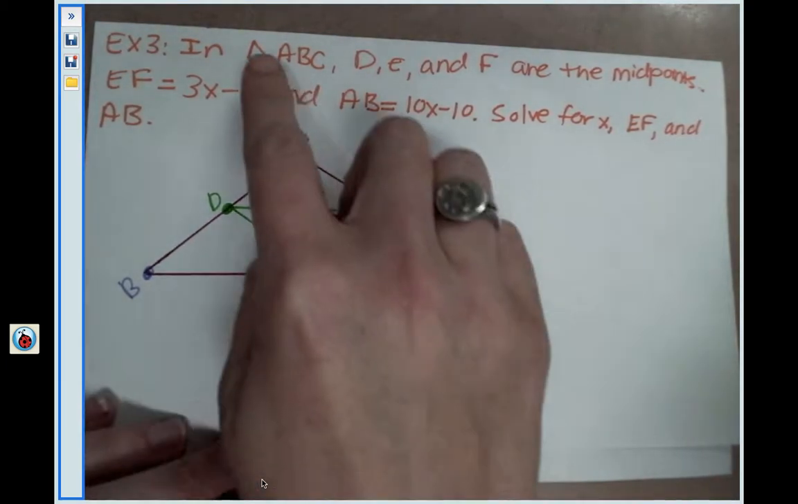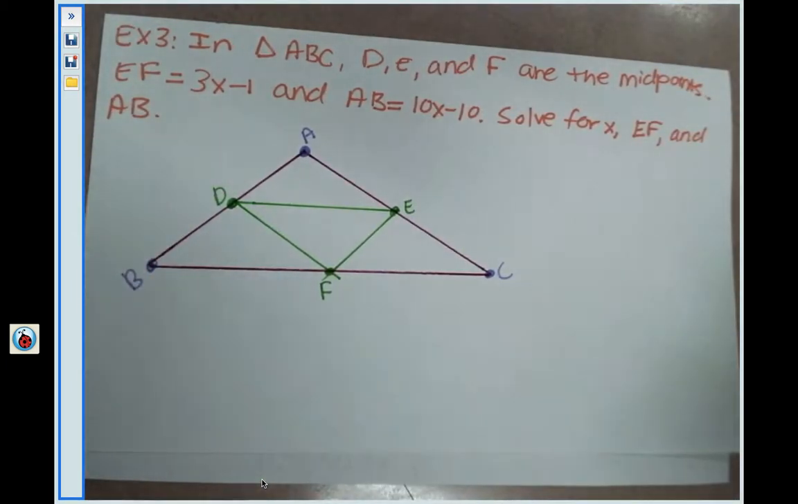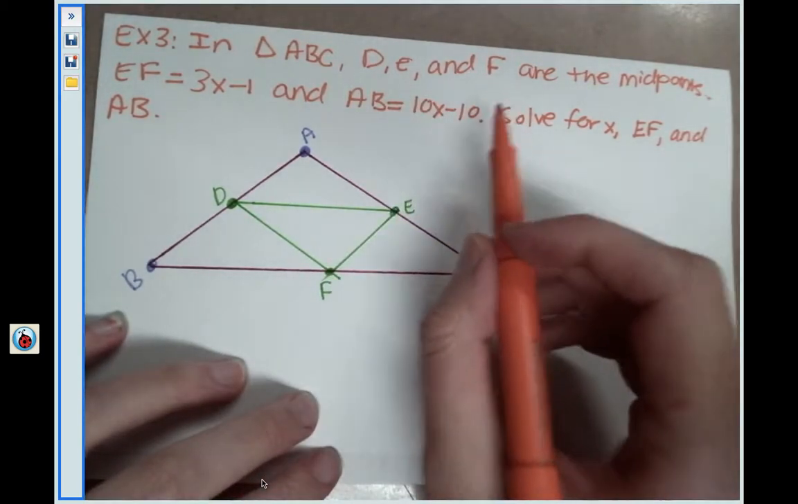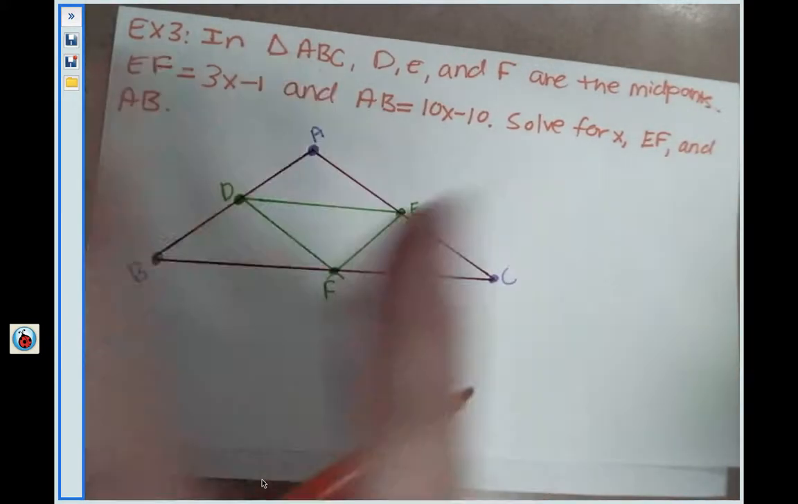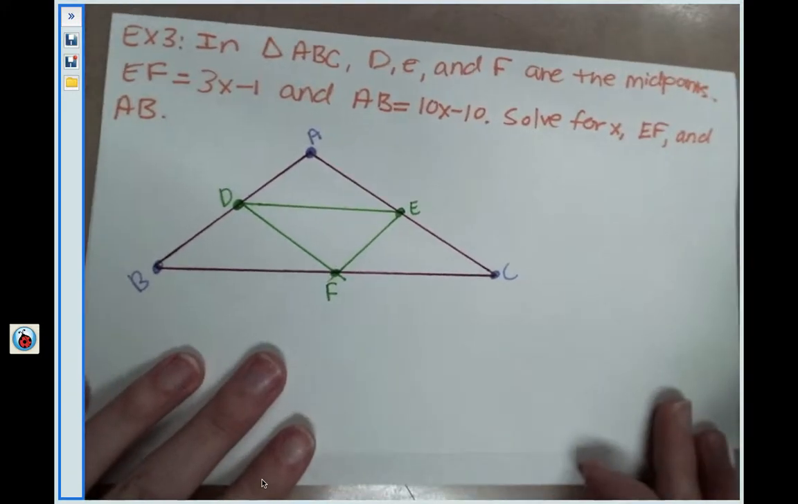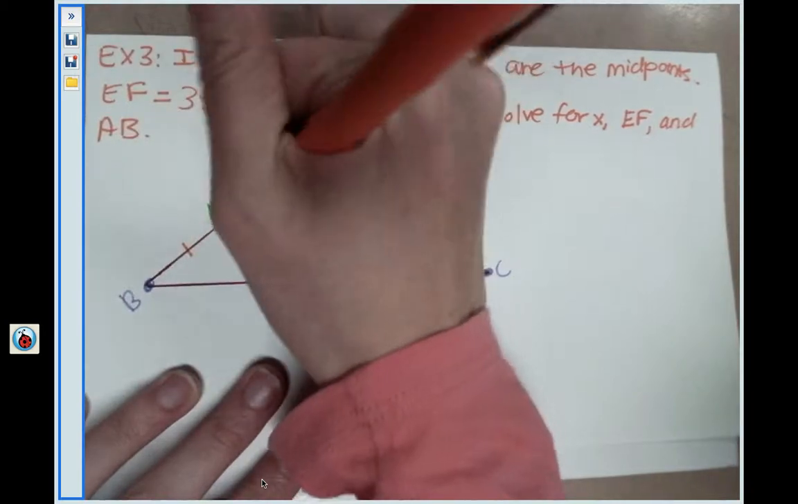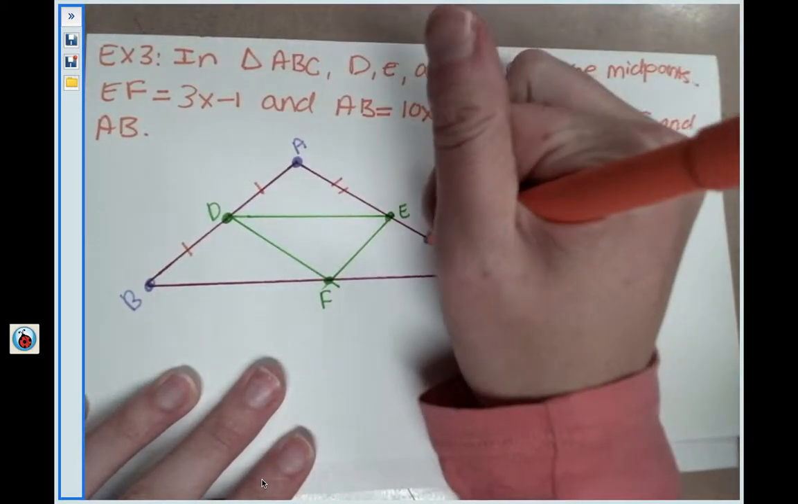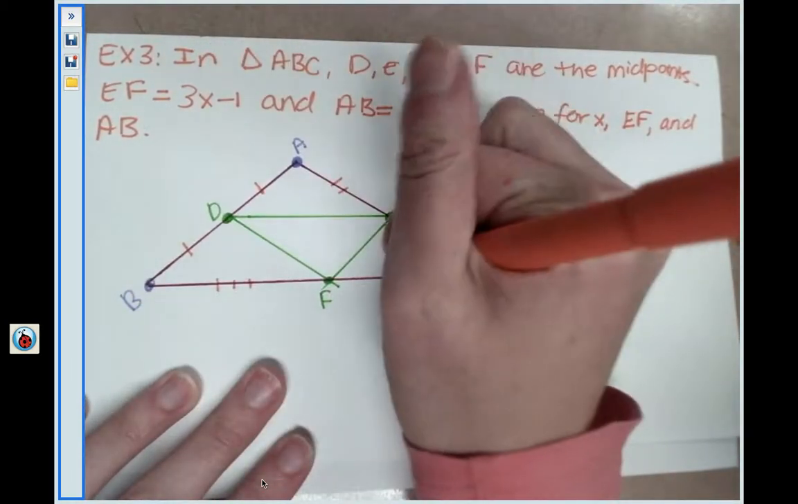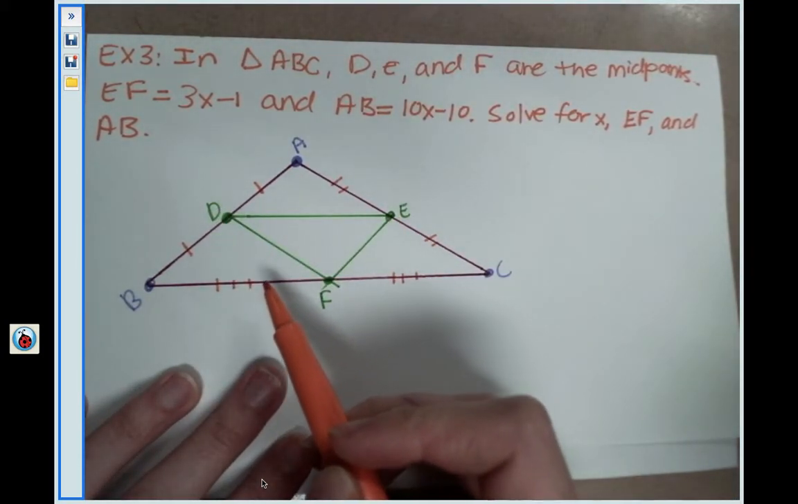All right, so in triangle ABC, D, E, and F are the midpoints. So that means I need to mark my picture because midpoints tell us something very special about each side of our triangle. If these are the midpoints, that means it slices through each side. It's very violent and cuts them in half, which makes two congruent segments on each side of the triangle. So these two are congruent, these two are congruent, and these two are congruent.